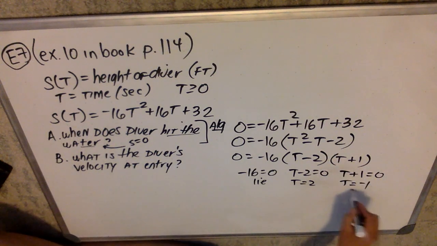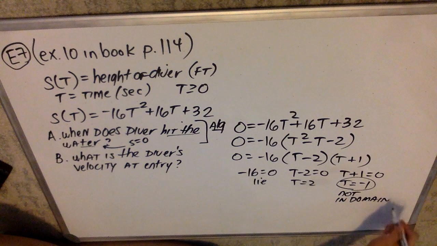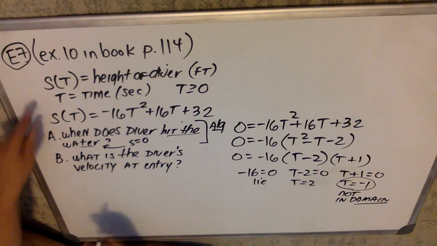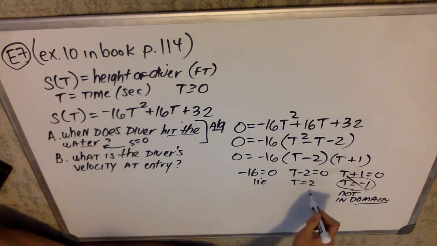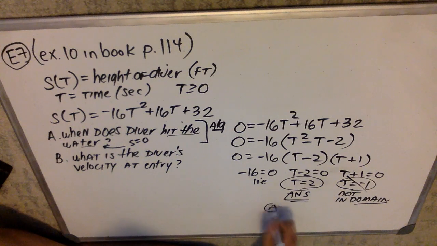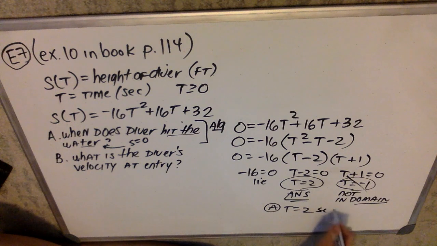So this answer is not in the domain of the problem, because the diver jumps at t equals 0. This model is only good for values after or equal to 0. So this is not a possible answer, meaning that t equals 2 has to be my answer of when the diver hits the water. So my answer to part A is t equals 2, and 2 seconds if you want to put your units to be safe.